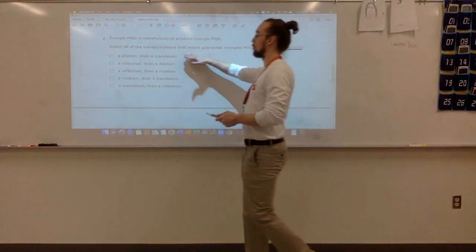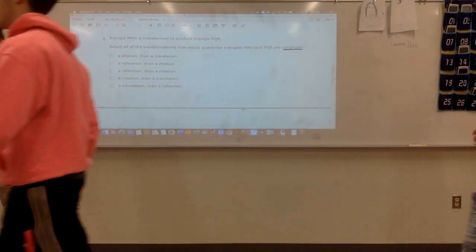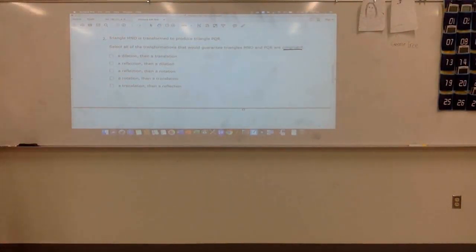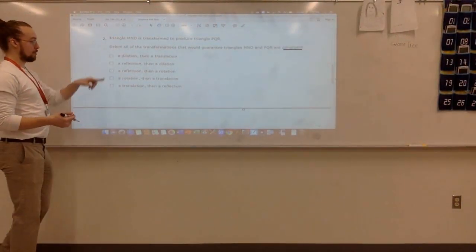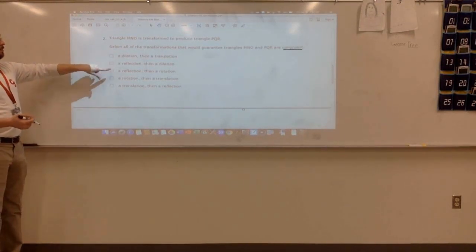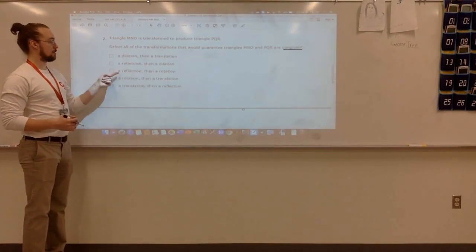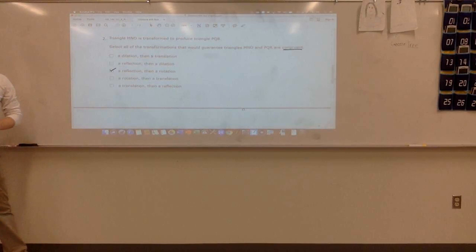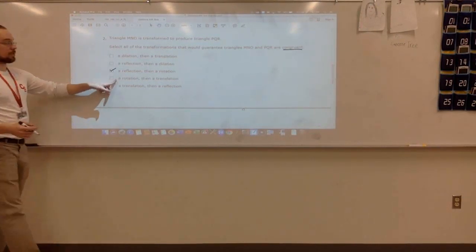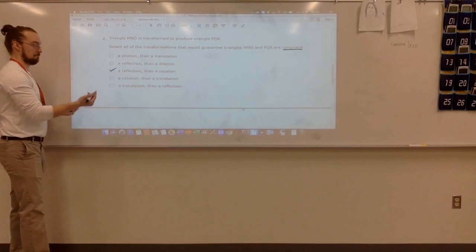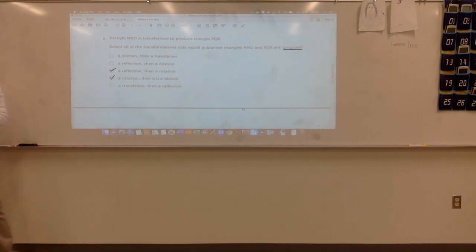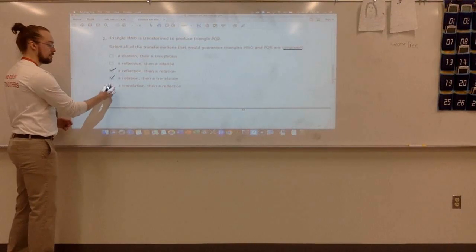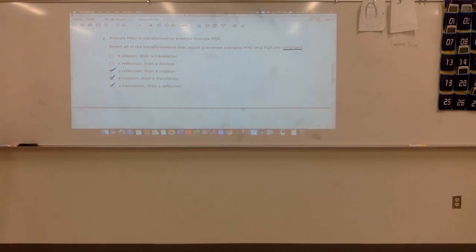So all we're looking for in a question like this is any sets of transformations that don't include a dilation. So if we dilate it, they're not congruent. Dilate it, not congruent. Here, a reflection, then a rotation, that would preserve size and shape. Rotation, then a translation, that would preserve size and shape. Translation and a reflection, that would preserve size and shape. Right? So on something like that, all we're looking for is just no dilation to preserve congruence.